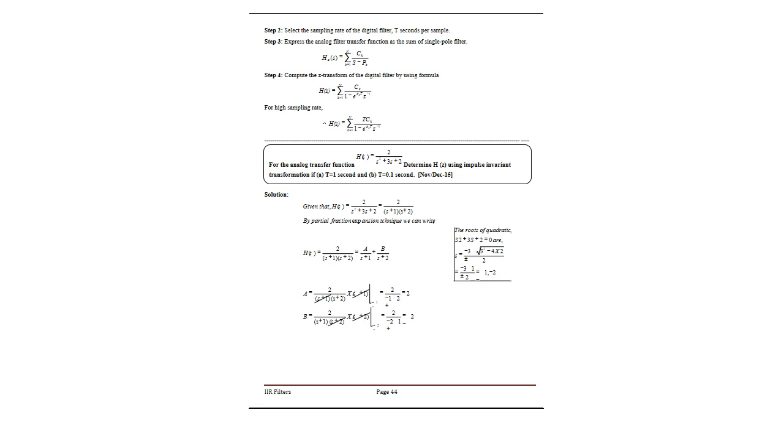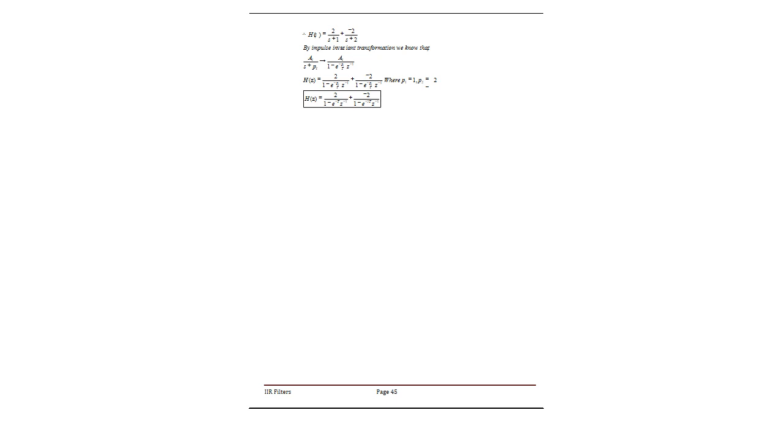By the partial fraction expansion technique, we can write H(S) = 2 / ((S + 1)(S + 2)) as A / (S + 1) plus B / (S + 2). A is equal to 2 / ((S + 1)(S + 2)) times (S + 1); substituting S equal to minus 1, we get the answer as 2. Next, B is equal to 2 / ((S + 1)(S + 2)) times (S + 2); substituting S equal to minus 2, we get the answer as minus 2. So H(S) = 2 / (S + 1) minus 2 / (S + 2).